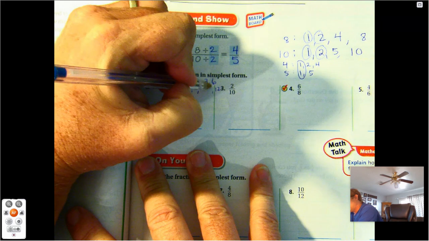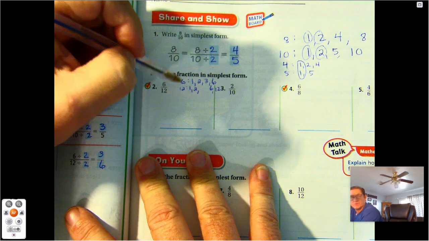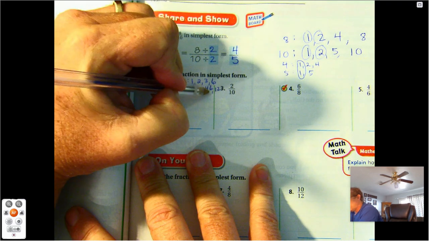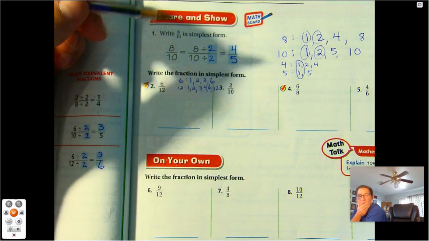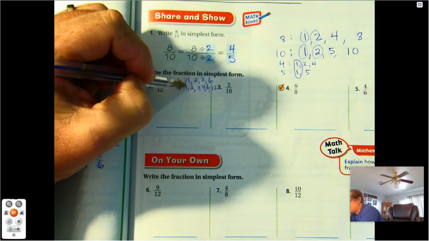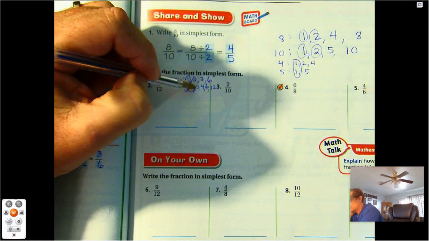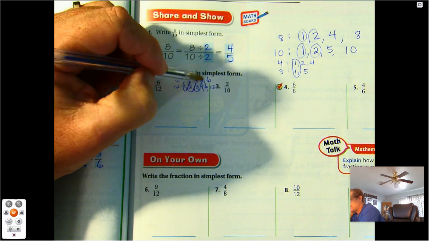3, will 3 go into 12? Yes, 3 times 4. All right, so those are the factors of 12. Now let's circle anything in common to both. 1's in common. 2's in common. 3's in common. 6 is in common.